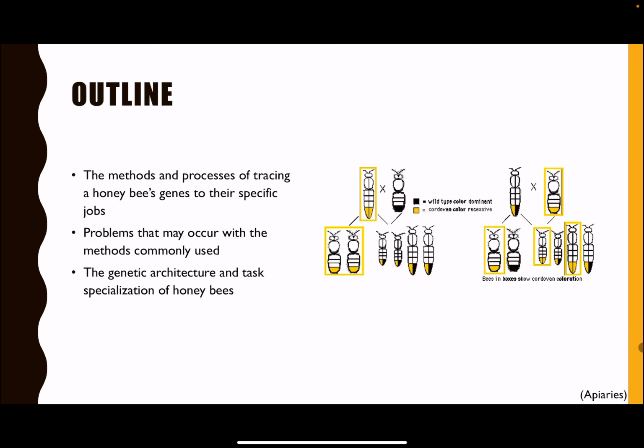Just as an outline for what I will be talking about, I will be discussing the methods and processes of tracing a honeybee's genes to their specific jobs, the problems that may occur with the methods that are commonly used, and the genetic architecture and task specialization of honeybees. And this image is just a breakdown of where they get their color.